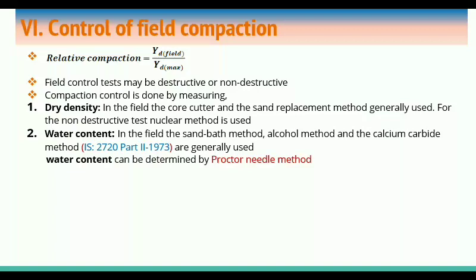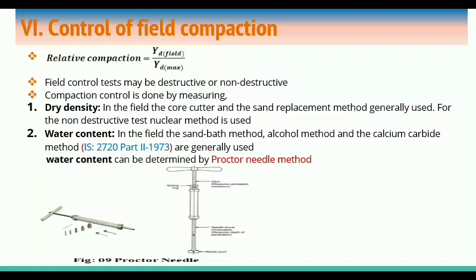The Proctor needle consists of a rod attached to a spring-loaded plunger, and the stem of the plunger is marked to read the resistance in Newton. In the figure it's not shown clearly, but you can understand, the needle shank has a scale. You can measure the depth of penetration by reading that scale.